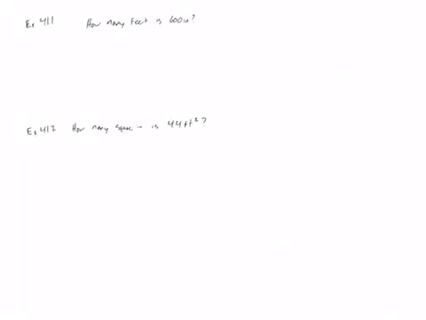Alright, so this is example 41.1. How many feet is 600 inches? Well, first of all, we need to think about something. We need to somehow relate inches to feet. And to do that, remember that there are 12 inches in 1 foot. Now notice that I used an equal sign because 12 inches is the same as 1 foot.